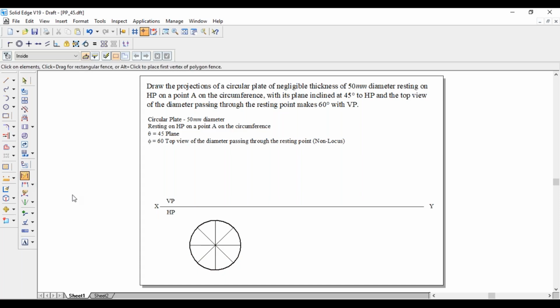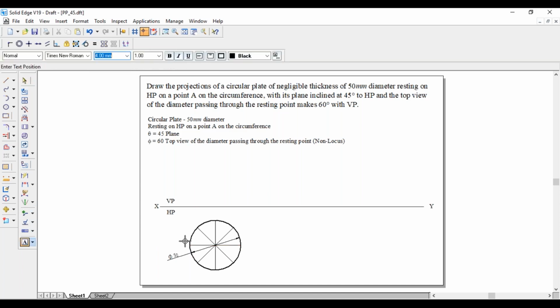The dimension is 50 mm. As it is resting on HP on a point A on the circumference, this point should be A. Then B, C, D, E, F, G, H.